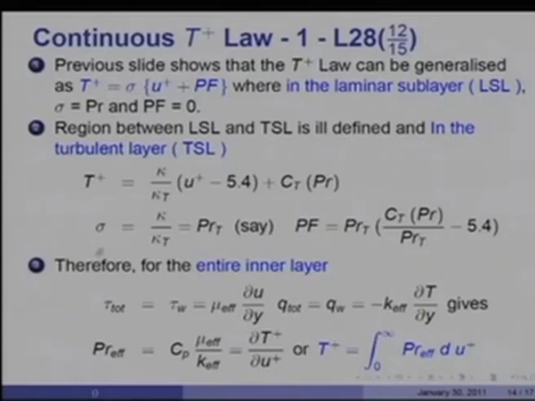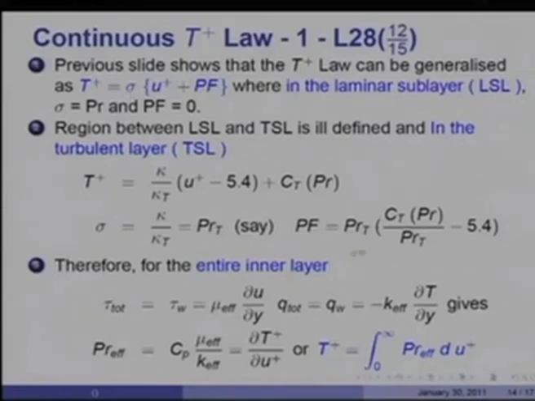Now, sigma, which is kappa over kappa t, in a way represents, as you will see shortly, the slopes of the velocity and temperature profiles in the fully turbulent layer, and therefore, it would amount essentially to the turbulent Prandtl number. And therefore, I have replaced kappa by kappa t, that is, by Prandtl t. So, Pf for the fully turbulent layer would be that, whereas for the laminar sublayer, it would be 0 and sigma would be equal to the laminar Prandtl number.